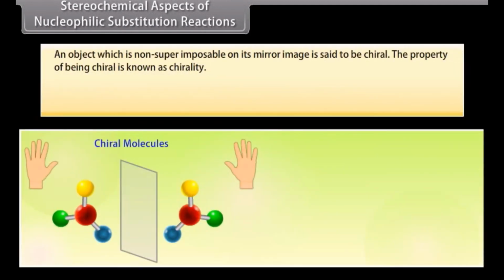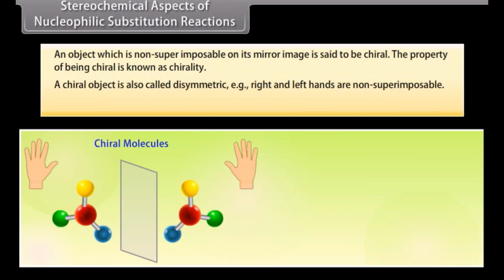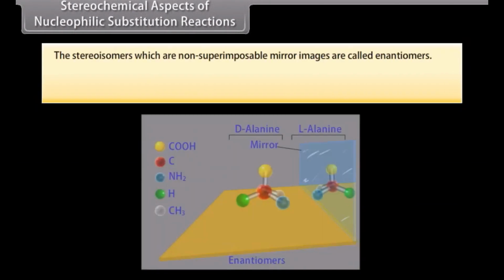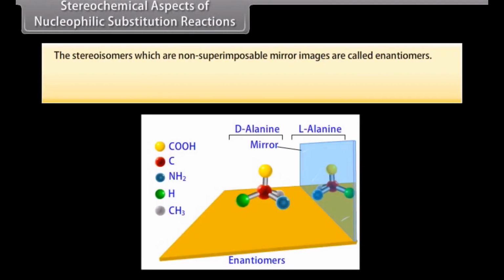An object which is non-superimposable on its mirror image is said to be chiral. The property of being chiral is known as chirality. A chiral object is also called dissymmetric. For example, right and left hands are non-superimposable. Achiral objects are those objects which are superimposable on their mirror images. The stereoisomers which are non-superimposable mirror images are called enantiomers.